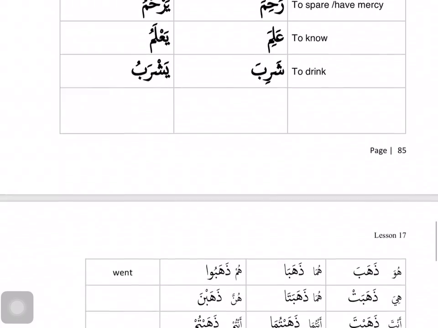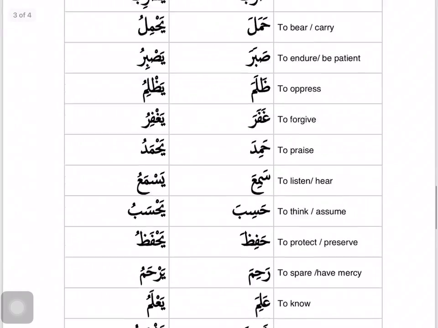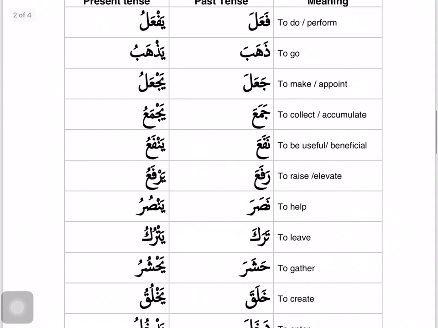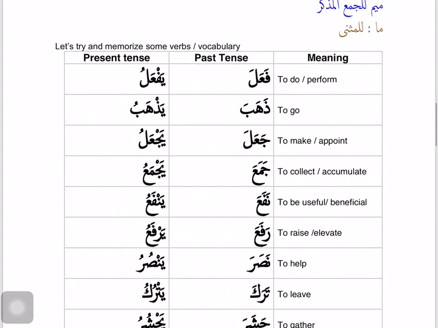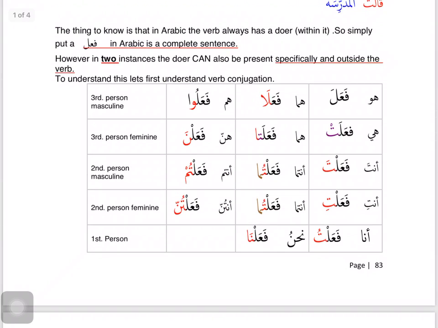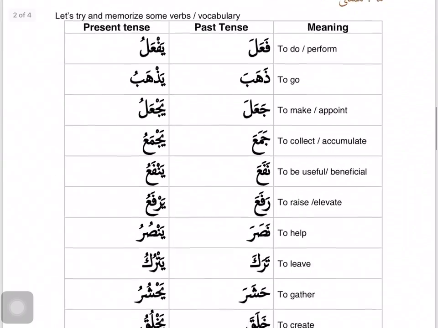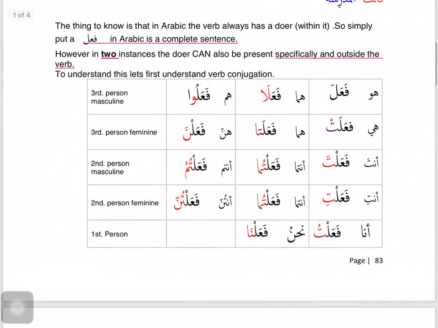These are some vocab words, and inshallah, if we are really dedicated, what we will do is take each of these verbs and plug it into the conjugation chart. Remember the past tense conjugation chart, the 14 forms of the verb in the past tense. We take a verb, for instance, dhahaba, and we try and plug it into this chart.